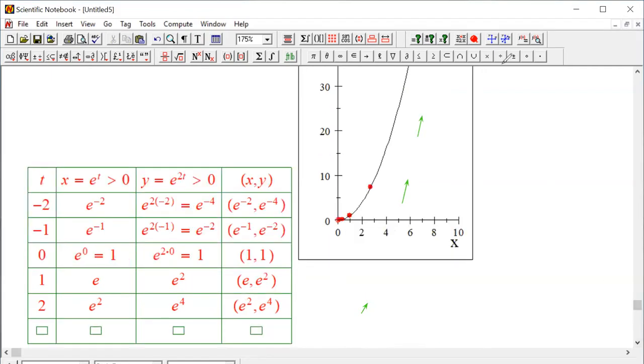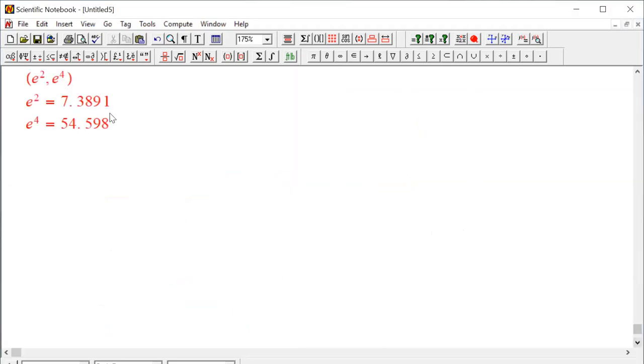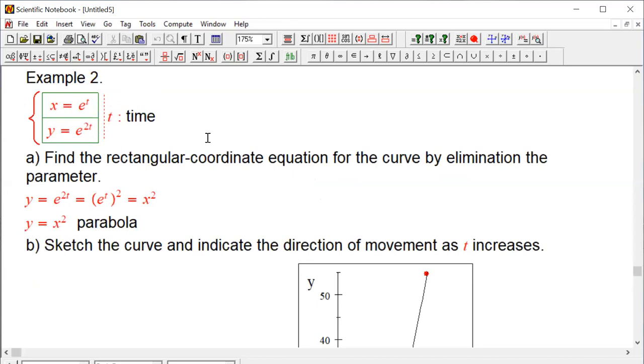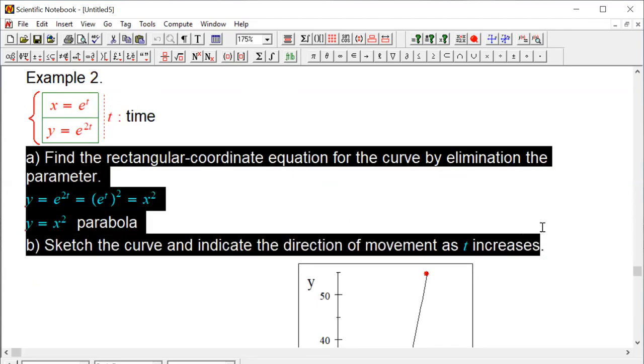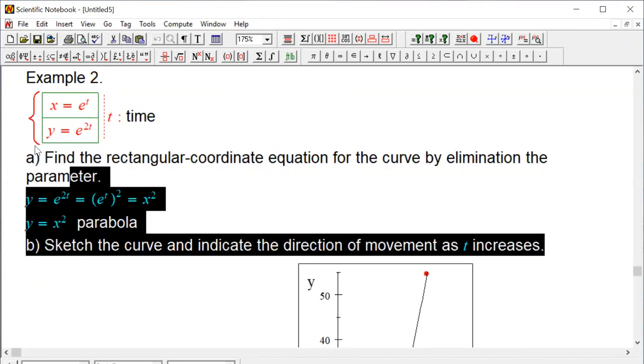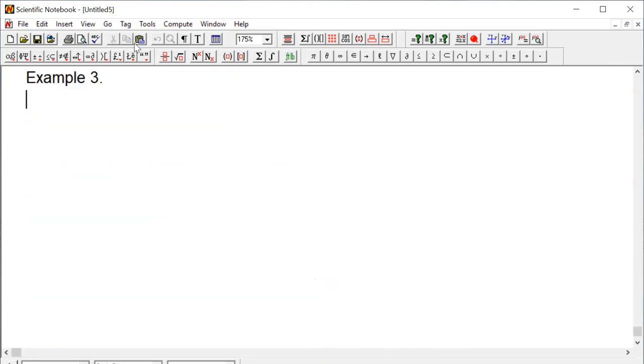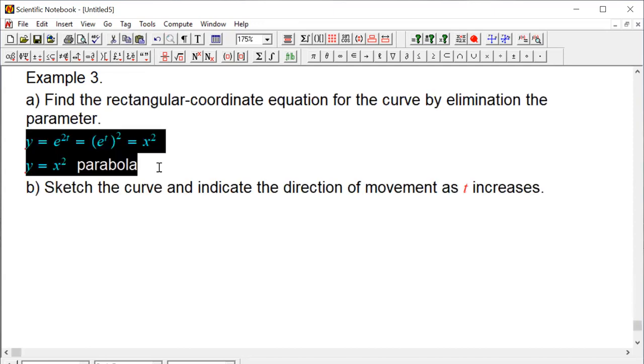Okay, so let me just remove those because these 2 softwares don't talk to each other. All right, example number 3. I think this is example number 3. Okay, and this one, of course, we still do these 2 things, right? Find the rectangular coordinate, and then do these 2 things, right? We need to do these 2 requirements, okay?